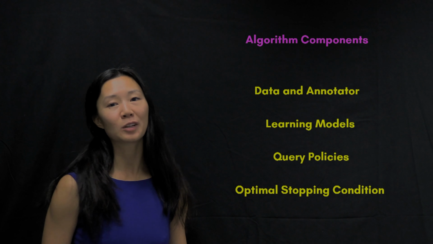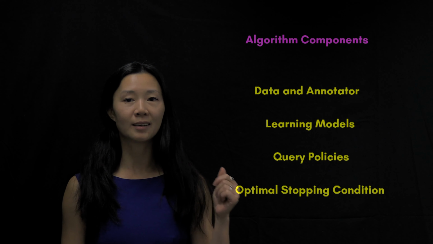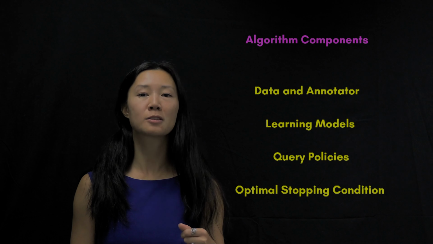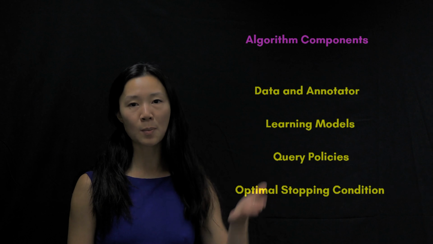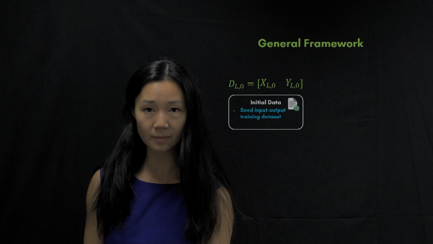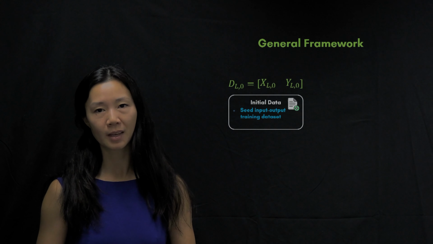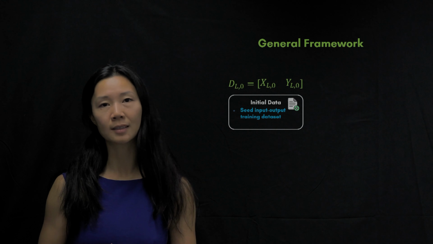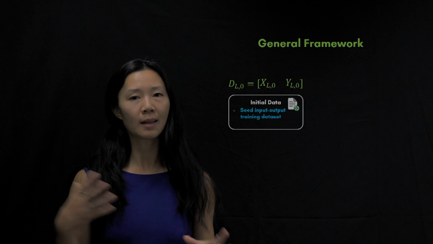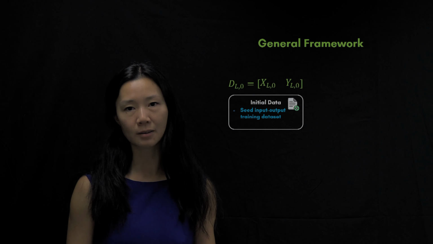This talk will go over the components of the data and the annotator, the learning model, the query policy, and an optimal stopping condition, and all of these parts form together an active learning algorithm. Visually, let's step through an active learning algorithm. It is an iterative algorithm, as we reviewed from the previous talk, and it's like a while loop, so it's going to iterate and then enter into this cycle.